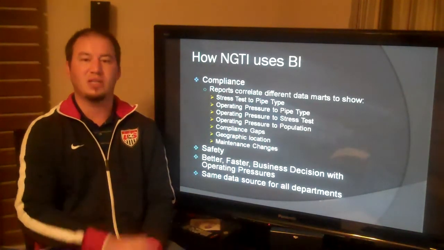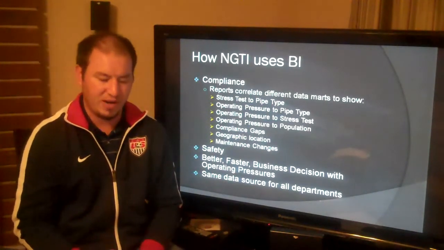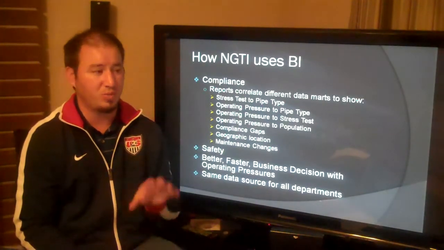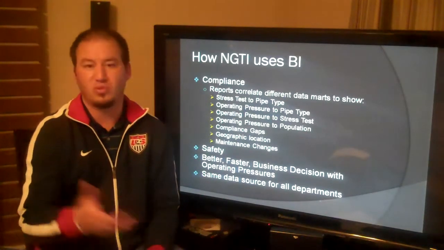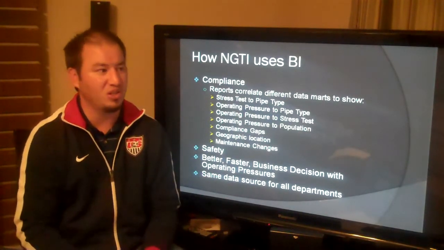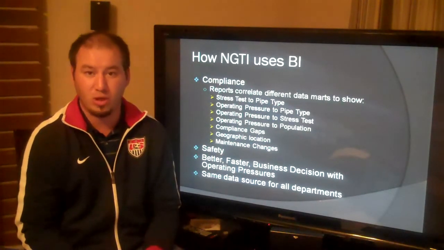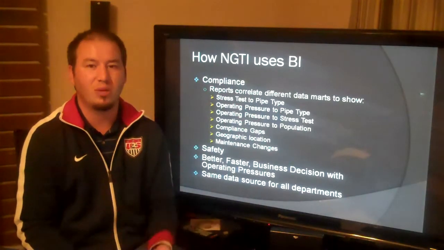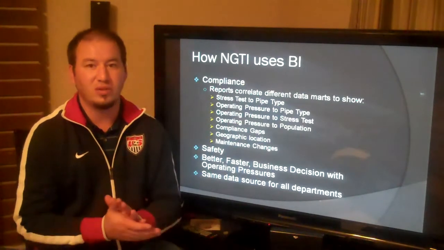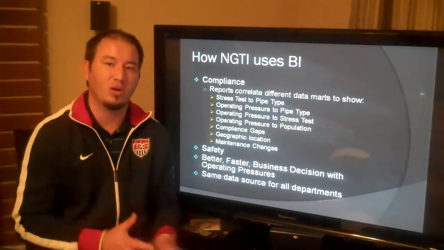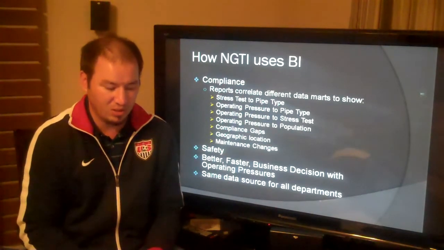Ultimately, the biggest answer here in how NGTI uses business intelligence is the ability to make better, faster business decisions on the operating pressures. We just talked about operating pressures being the lifeblood of the company in terms of driving revenue. Absolutely vital. If we have a drop in our pressures, it costs the company millions of dollars. So being able to make quicker decisions in terms of when we have to drop the pressures for compliance reasons, resolving that compliance issue very quickly, getting our pressures back up to our optimal levels is very key in terms of beating our competitors out for that. And so quicker decisions is obviously the most important thing in terms of using business intelligence.